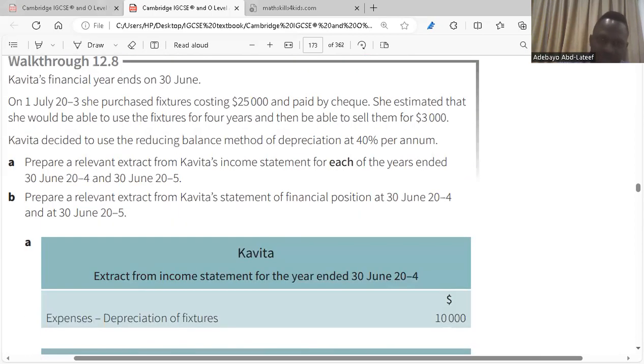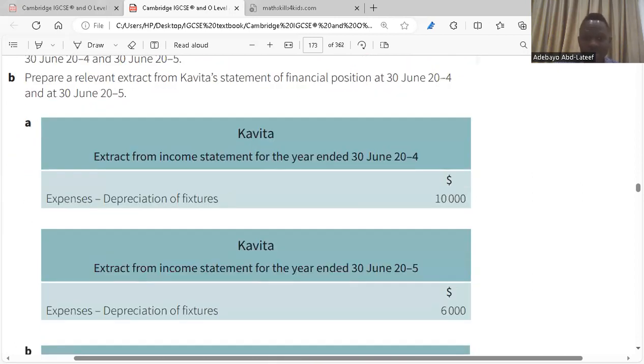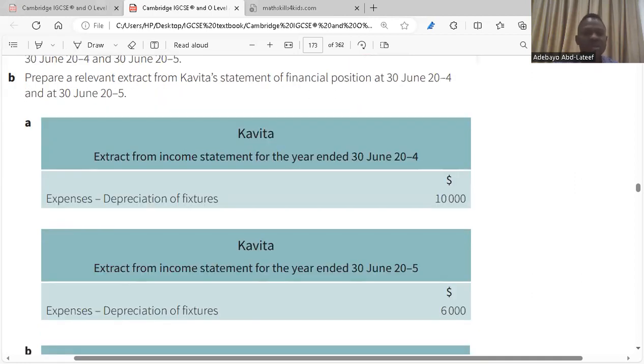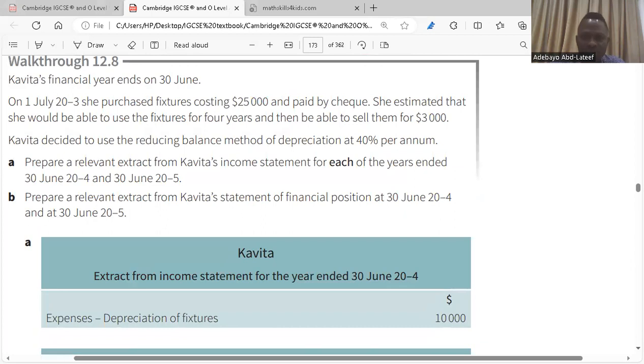Let's just go to the question. On July 1, 2023, she purchased an asset for 25,000. It's depreciated at 40%. Yes or no? Yes. Good. What is the depreciation of fixtures then? 25,000 at 40%, which is 10,000. Yes, 10,000. Good. So the expenses is how much?